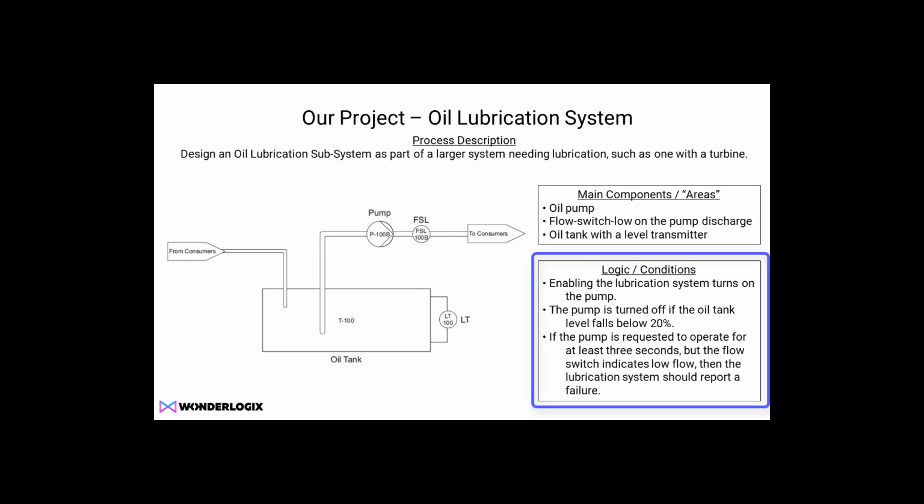As for the functionality that we want this system to have, if we enable the entire lubrication subsystem here, basically if we supply the system with power, then we want the pump to turn on. Next, if the oil tank level drops below 20% though, then we want to turn that pump off. And if the pump is asked to operate and for at least 3 seconds it's been running, but the flow switch indicates low flow, then we want to report that condition as a failure outside of the entire lubrication system. Because if the pump's allowed to pump, but fluid is not flowing, then something is wrong and needs to be checked out.